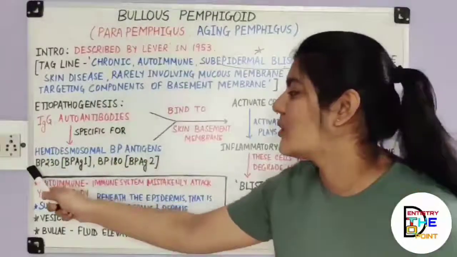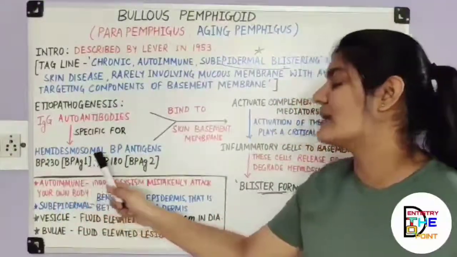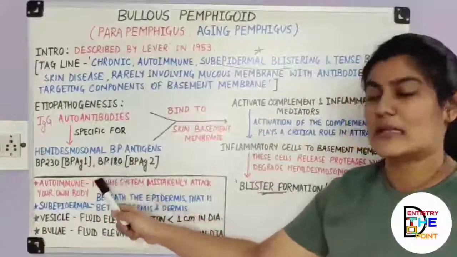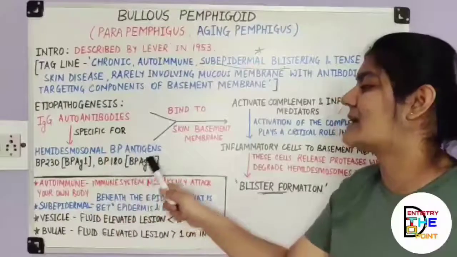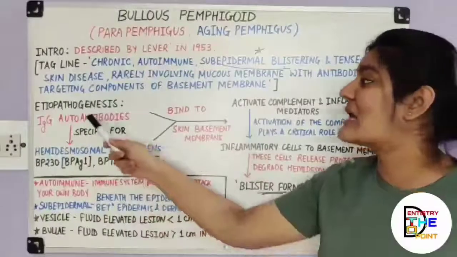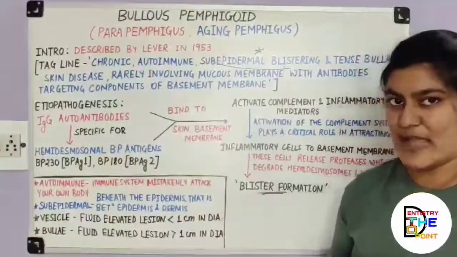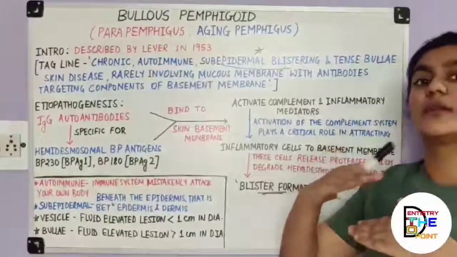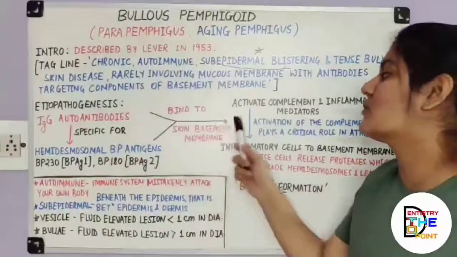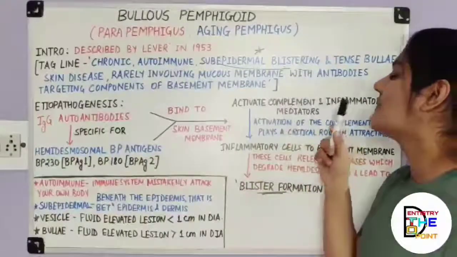Specifically, bullous pemphigoid 230, also known as bullous pemphigoid antigen 1, and bullous pemphigoid 180, also known as bullous pemphigoid antigen 2. So specific antibodies develop. Now these IgG autoantibodies bind to the skin basement membrane, as I have told, that is in between your dermis and epidermis. So it binds to the skin basement membrane and activates the complement and inflammatory mediators.